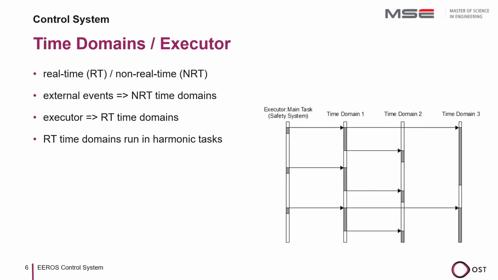In the executor, you can define exactly how the time sequence takes place. In the example on the right, you can see that the safety system and the first two time domains run in the same clock, but the third runs as a harmonic task only with half the clock.